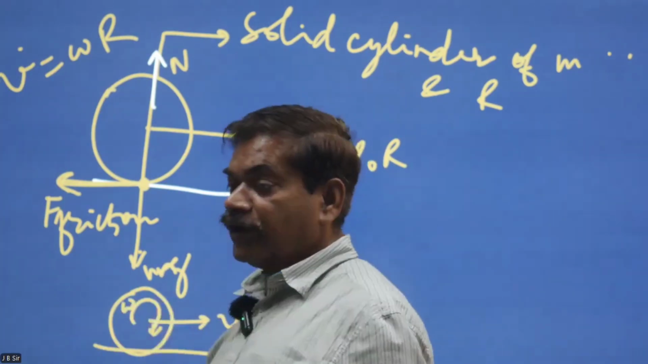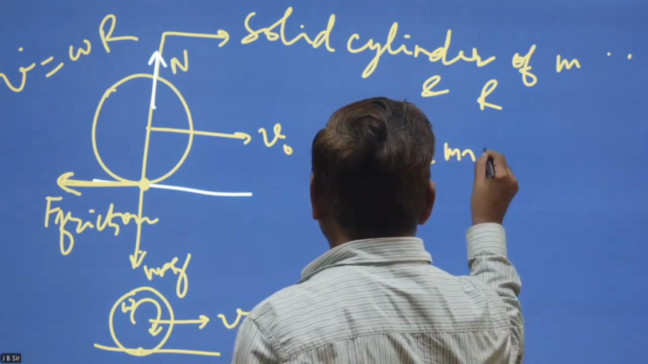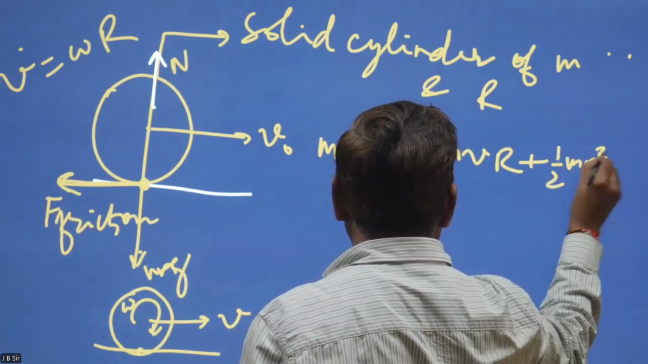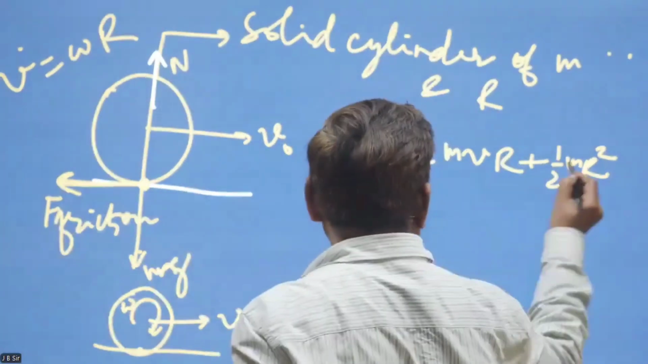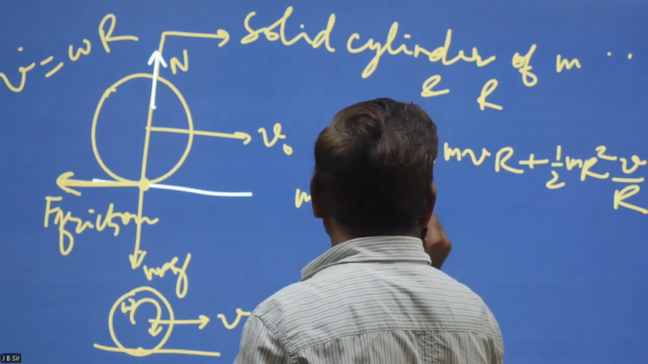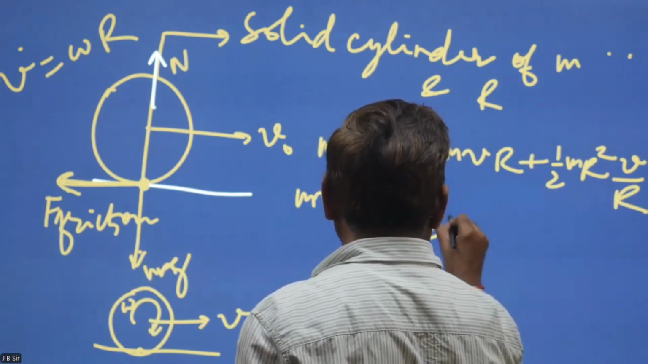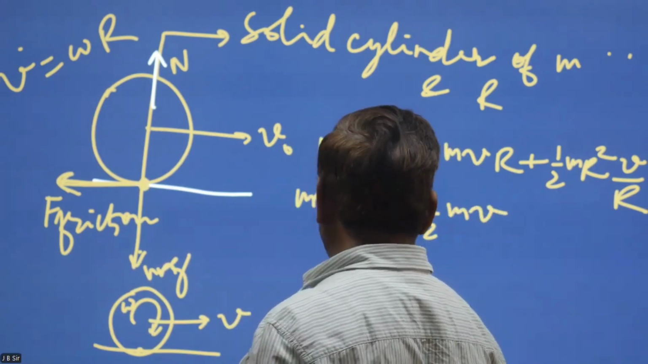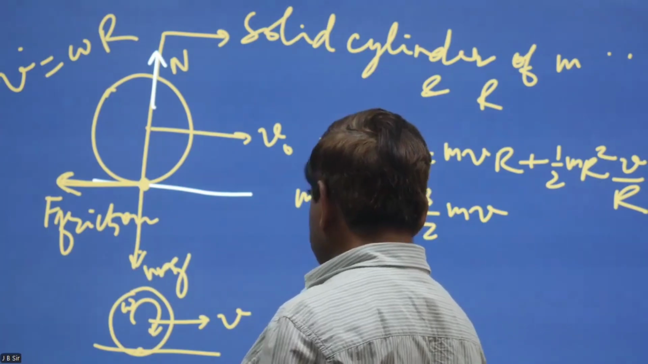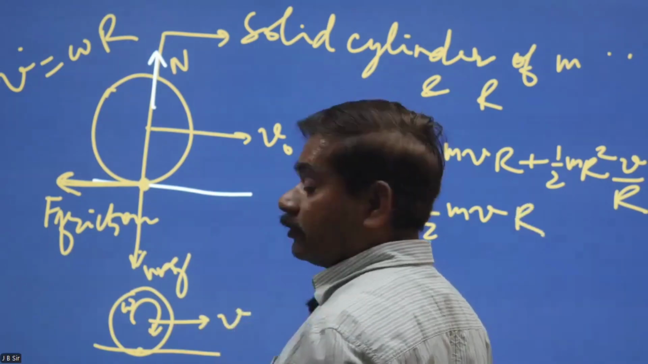and it starts pure rolling, then the angular momentum about this same lowest point will be m v r plus I omega. It's a solid cylinder, so I is half m r squared, and in pure rolling, omega will be v by r. So this becomes m v naught r is equal to, the r's cancel, 2 plus 1, that is 3 by 2 m v r. So velocity v becomes 2 by 3 of v naught, right?